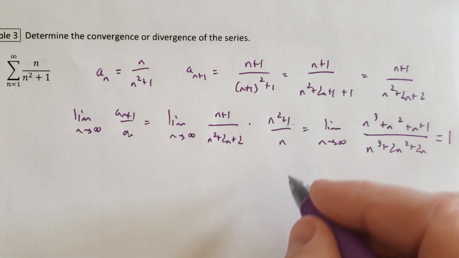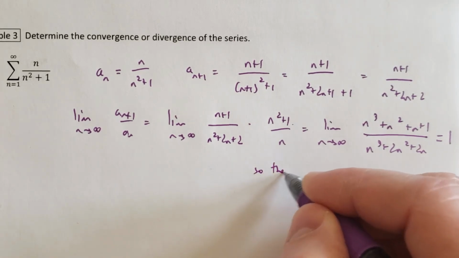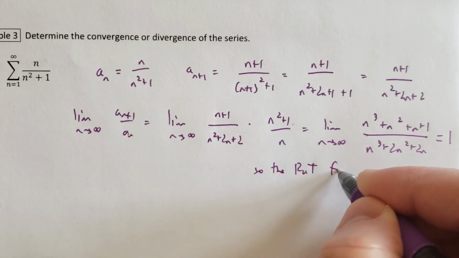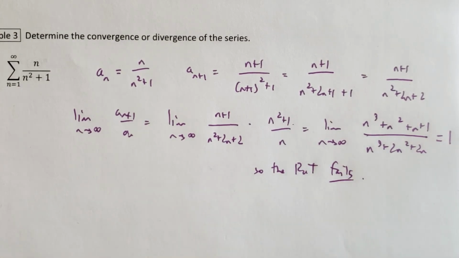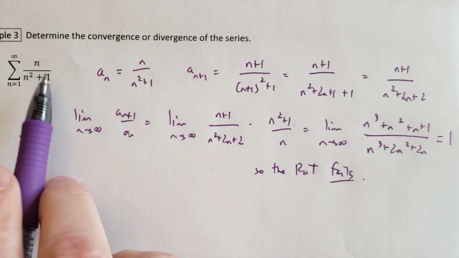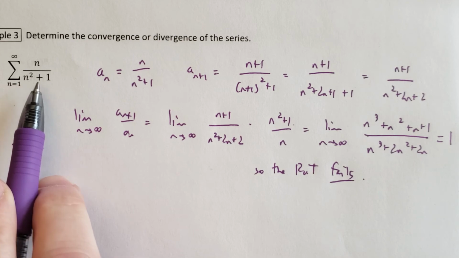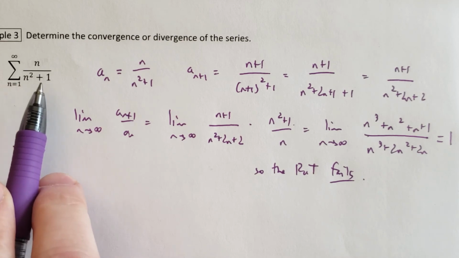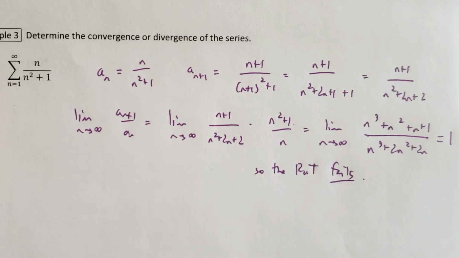That's bad news. So the ratio test fails. We can't conclude anything. Why don't you pause if you don't have something in mind and think about a different test that could work here to prove the divergence or convergence of this series.